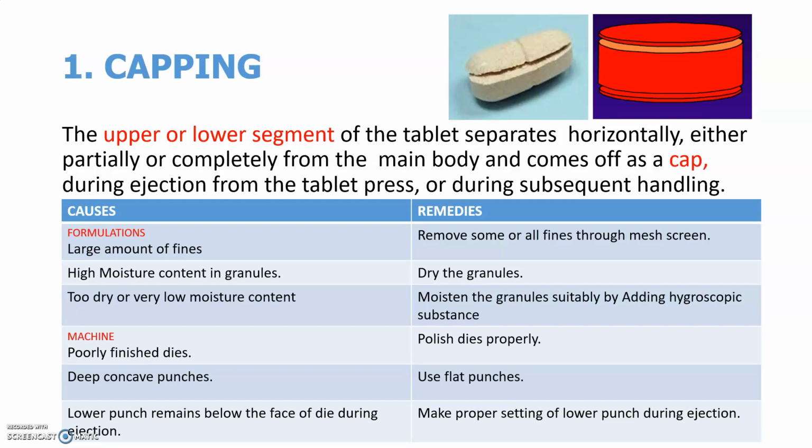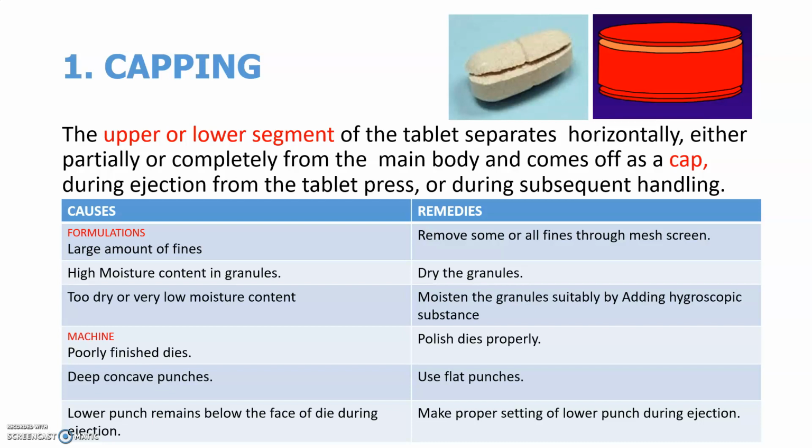So the first one, formulation related, is capping. It is a very usual name. In this, the upper or lower segment of the tablet separates horizontally, partially or completely, from the main body. You can see in the diagram that the lower or upper part of the tablet comes off the main body as a cap. That's why it's called capping. What are the causes during formulation? A large amount of fines, high moisture, and too dry granules. Due to the machine: poorly finished dies, deep concave punches, and the lower punch remaining below the face of the die during ejection.